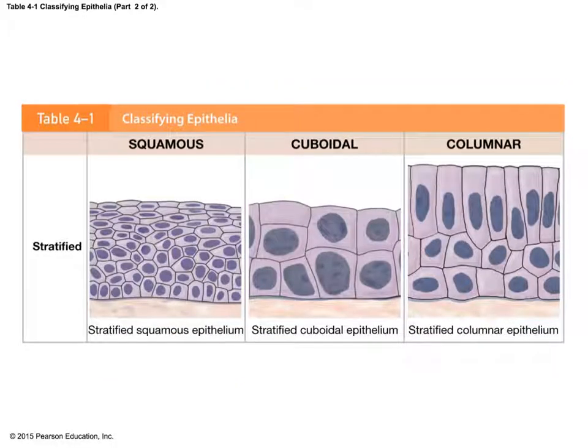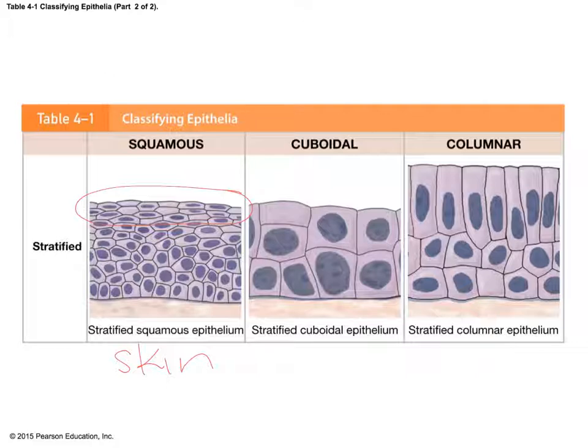Here's stratified tissue. The stratified squamous, that's actually from your skin here. It's going to look a little more cuboidal on the bottom, but we're looking at the fact that the top is flat and thin, so that we can see that it's squamous. And it's more than one layer, so it's stratified.